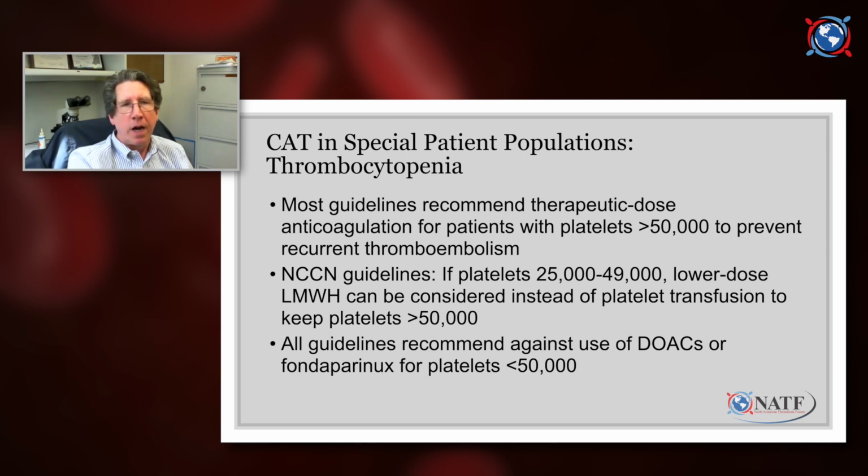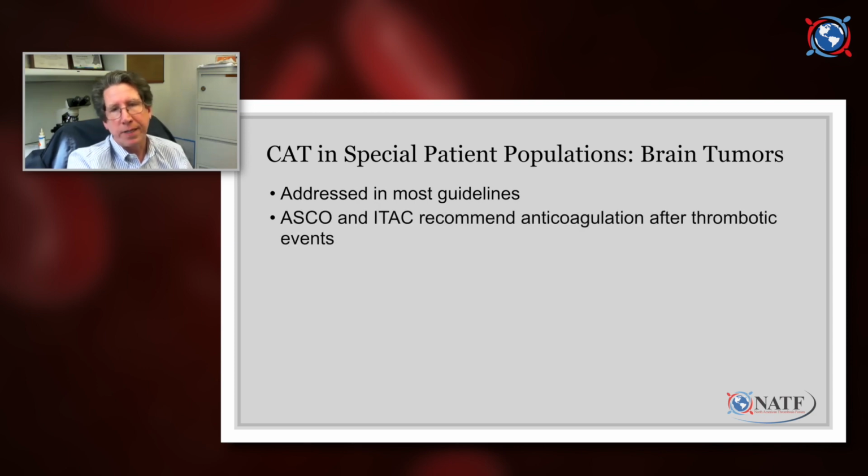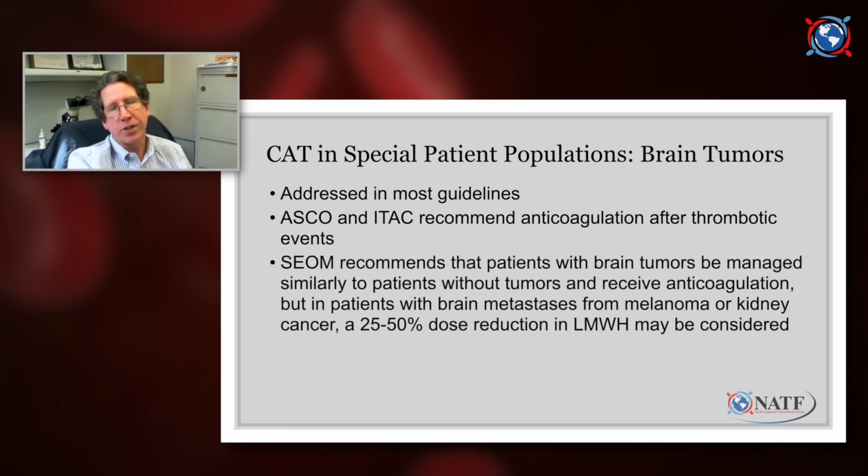Another special patient population at high risk for having bleeding complications with anticoagulants, patients with brain tumors, are also tackled by most of the guidelines. The ASCO guideline recommends that patients with brain tumors do receive anticoagulation if they suffer a thrombotic event, as does the ITAC guidelines. The Spanish Society of Medical Oncology recommends that brain tumor patients be managed similarly to patients that do not have brain tumors and receive anticoagulants.